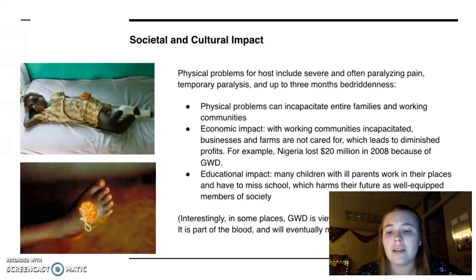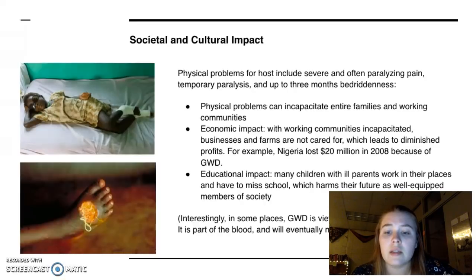So eradicating this disease would be really good for the economies of a lot of different communities. It also has an educational impact. Many children with ill parents work in their place and have to miss school, or just miss school because they themselves are ill, which harms their future as well-equipped members of society.